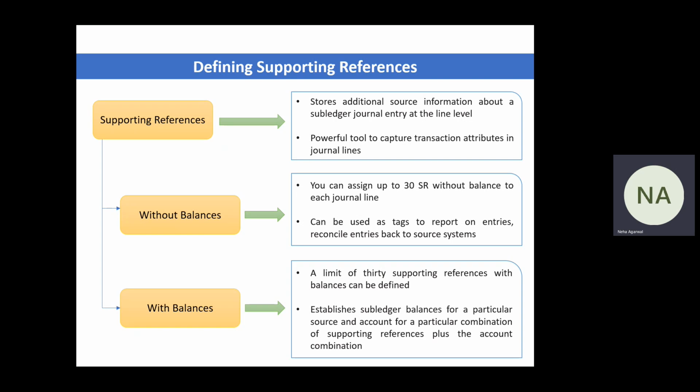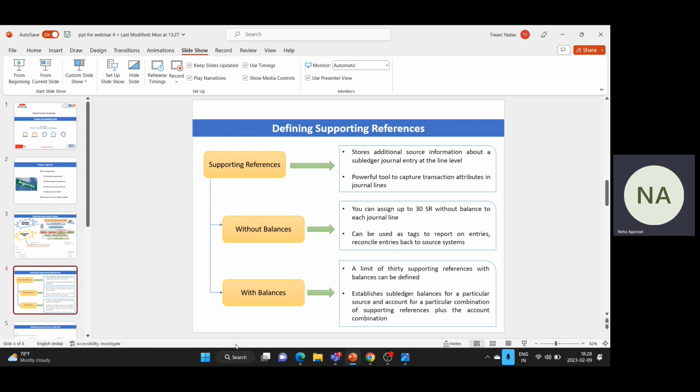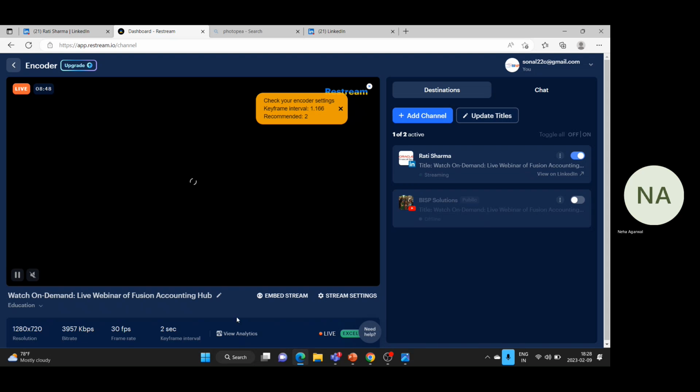As an example, a loan information supporting reference can be defined to track two segments, the credit status and the loan contract number. Sources will be assigned to each of these segments, and the source values for each of these segments will be used to create separate balances. Now we will move to the instance and see the created supporting references.